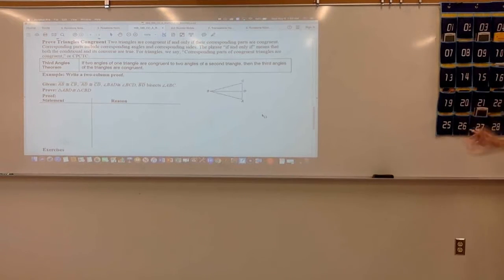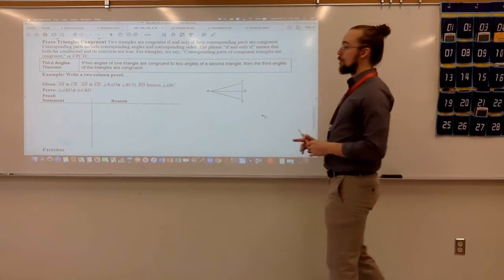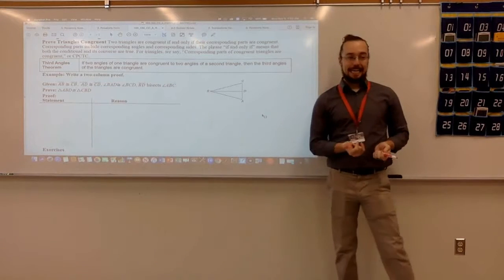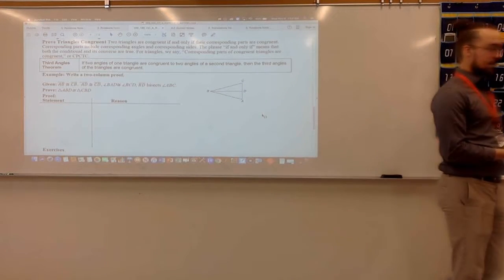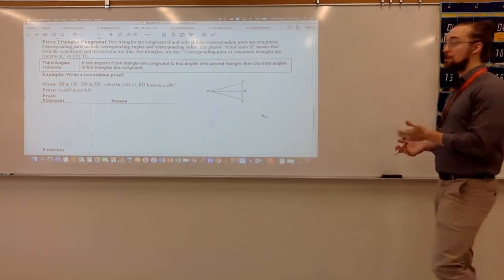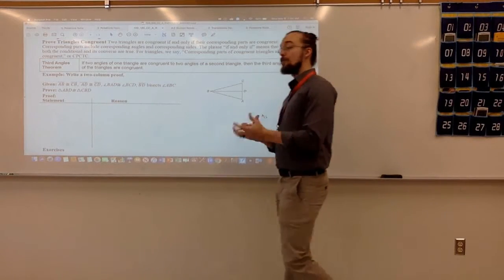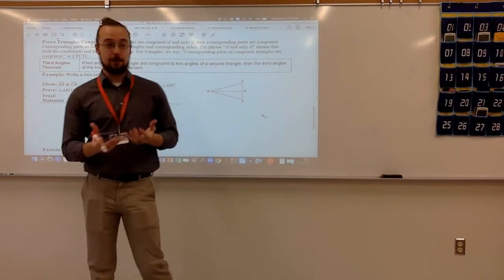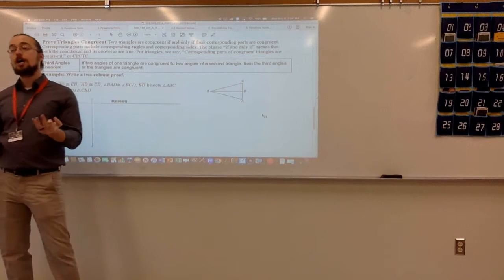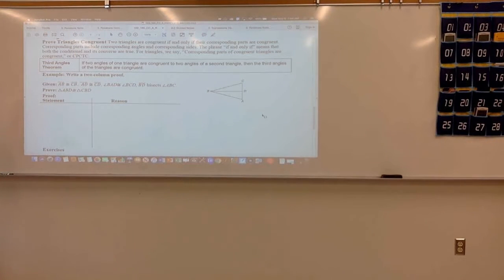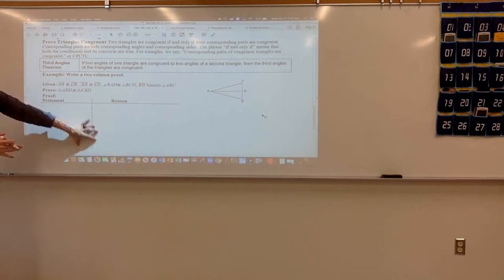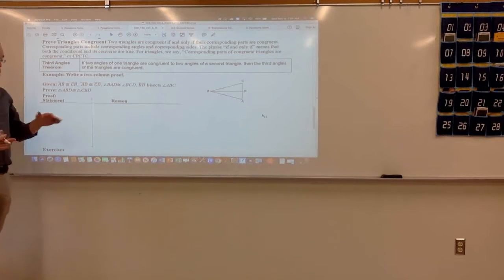Alright, today we are going to start looking at proving that two triangles are congruent. In order for two triangles to be congruent, all of the corresponding pieces have to be congruent: all three pairs of sides and all three pairs of angles. So when we're writing our proofs today, they're going to be a little bit long, because we have to prove that all three pairs of angles and all three pairs of sides are congruent.